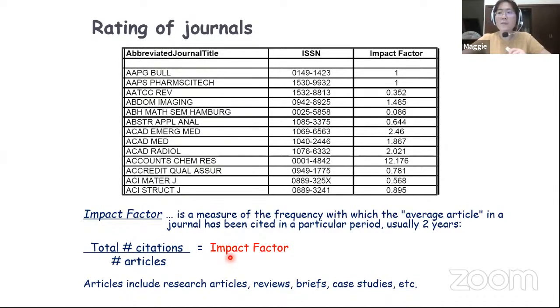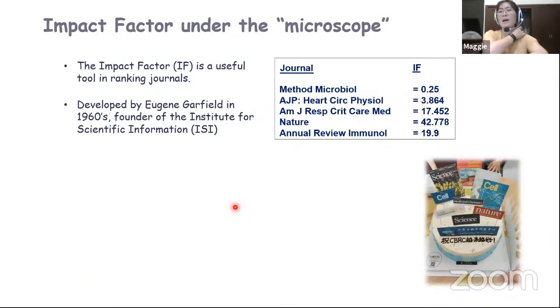So why can impact factor be used for rating journals? Let's think about it. If a journal has a high impact factor, it means most of the manuscripts in it have been cited by others, so they are more well-known and more famous, right? Those are good journals. So with a higher impact factor, usually the journal is better. That is why scientists use the impact factor to rate or rank journals. It is a useful tool in ranking journals.